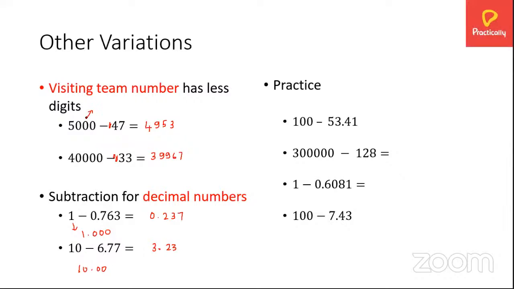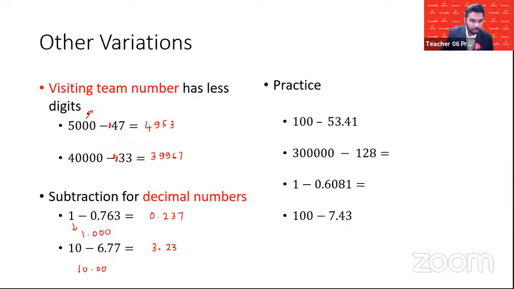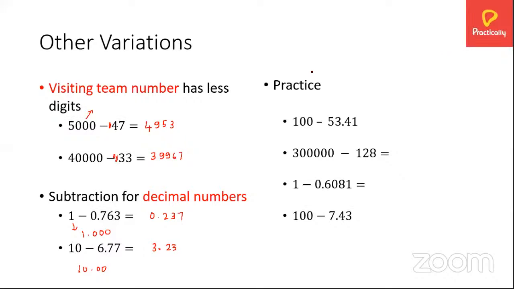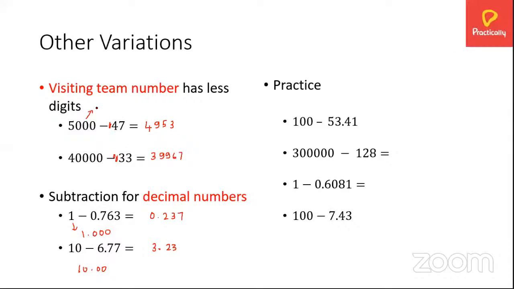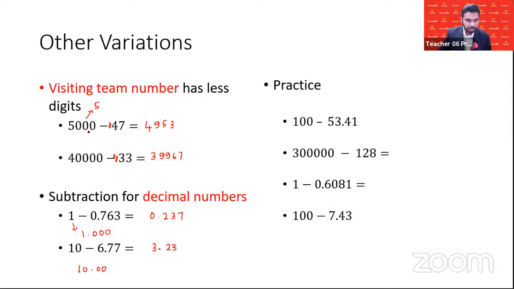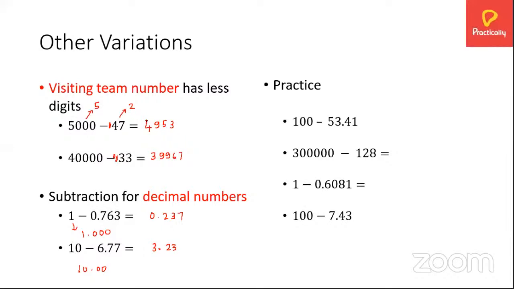You find the digit sum of 5000. Can somebody say what is the digit sum of 5000? It is 5 because there is only one digit. All the remaining digits are 0. The digit sum of 47 is, actually the sum of digits is 11, but digit sum is 2. Isn't it? So 5 minus 2.